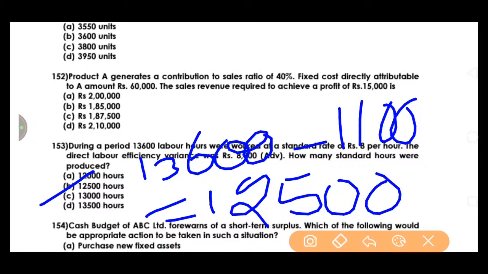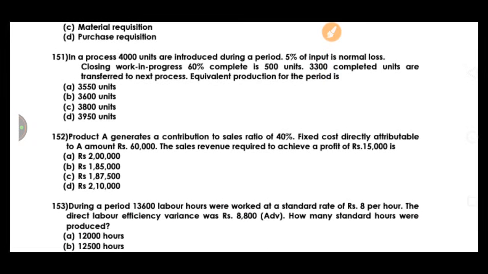Next. If a product generates sales equal to 1,85,000, so how to calculate this? Sales 1 lakh, fixed cost 40%. So you need to calculate total 60,000. To achieve a profit of rupees 15,000, we need to calculate sales revenue with the formula. 15,000 and 60,000, so we get 1,87,500.